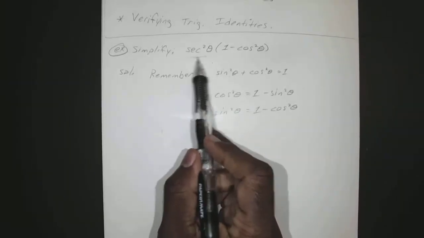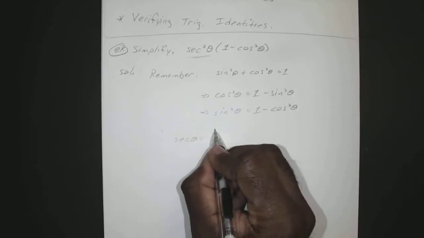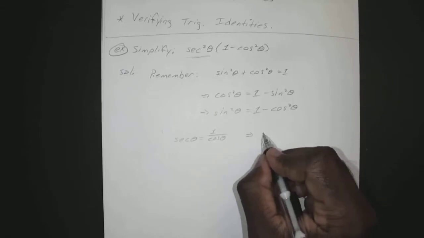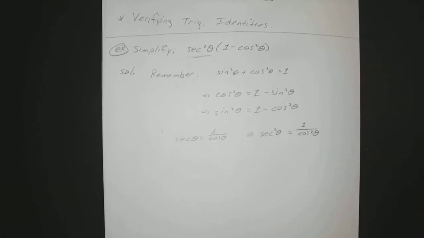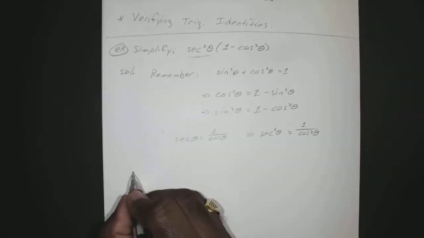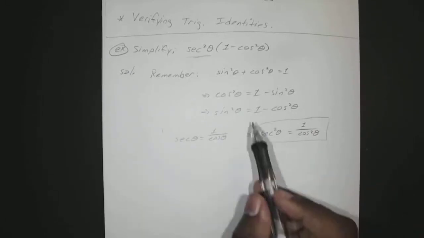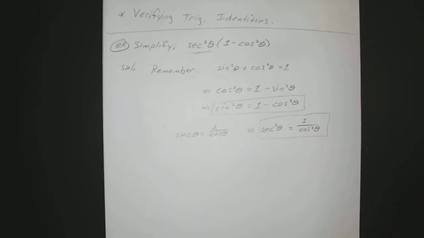We also know that secant theta equals 1 over cosine. So that means secant squared is equal to 1 over cosine squared. So we take what we started with and just replace it with what we have. So 1 minus cosine squared, we can replace that with sine squared of theta.